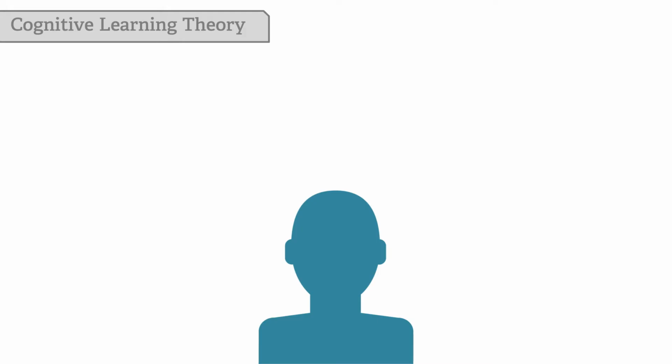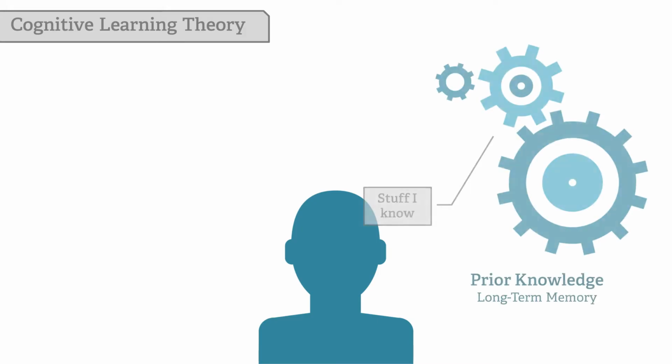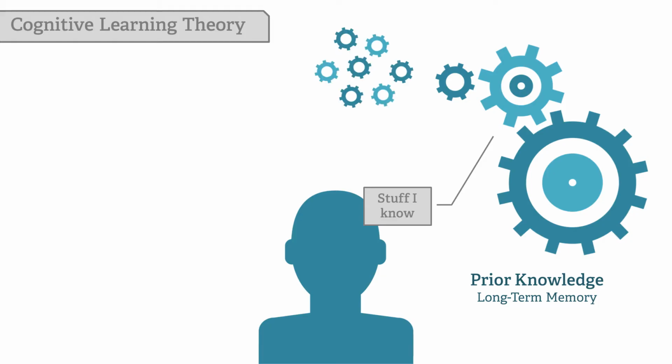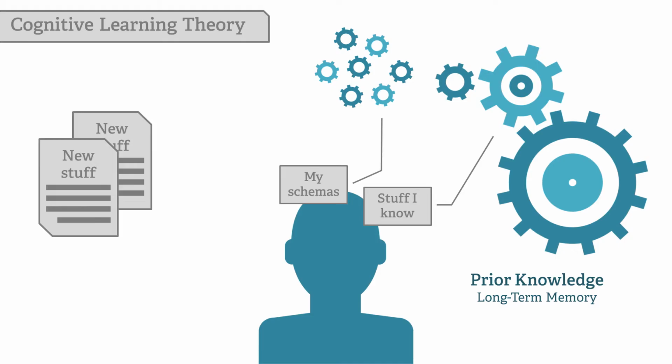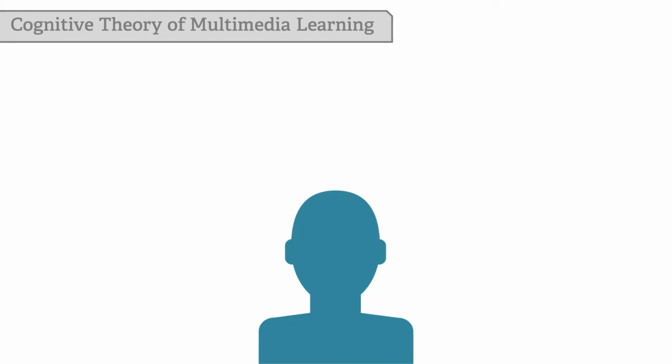Now, the cognitive learning theory is rooted in the idea that the learner will recall information from prior knowledge, the stuff they already know, those schemas in long-term memory we just referred to. To attain meaningful understanding of new information, the learner then integrates with their schemas and their existing knowledge in long-term memory. Now that we have a baseline for cognitive theory and then cognitive learning theory, we can have a better understanding of multimedia learning.